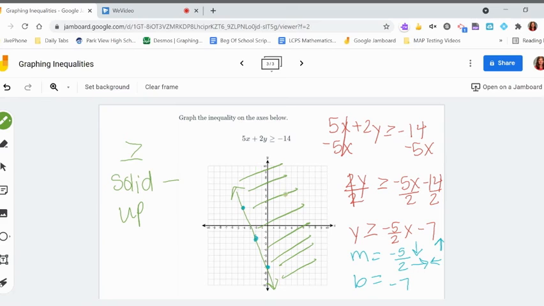That is how I do it when it's not solved for y. You might have to do this first. Identify your slope, your y-intercept, and then you look at your sign. Greater than or equal to, solid line because of the underline, shade up because it is greater than. And there I have my image right there.